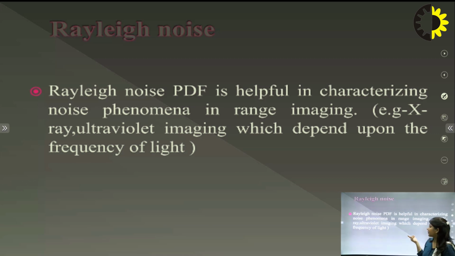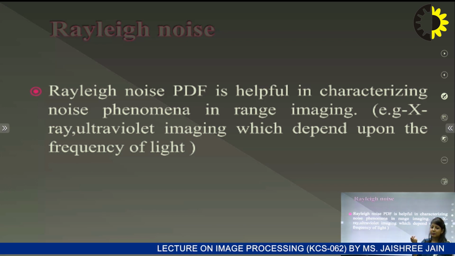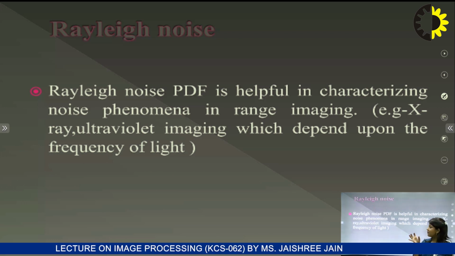For example, X-ray and ultraviolet imaging, which depend upon the frequency of the light. So this kind of noise is inserted into the image when we capture the image in this range, like X-ray, or through ultraviolet imaging. So when we are capturing in this range, there will be insertion of Rayleigh noise.